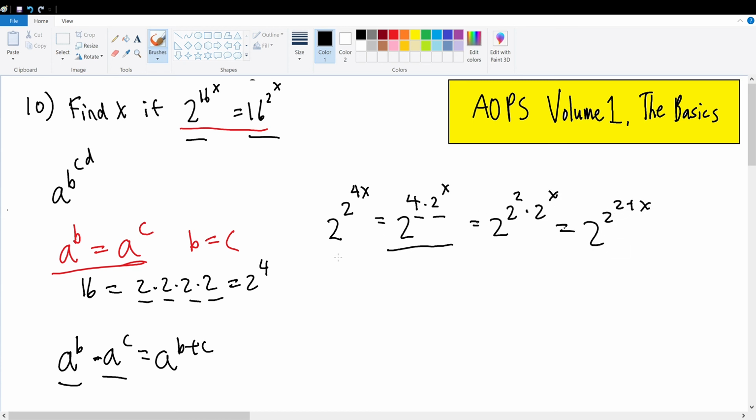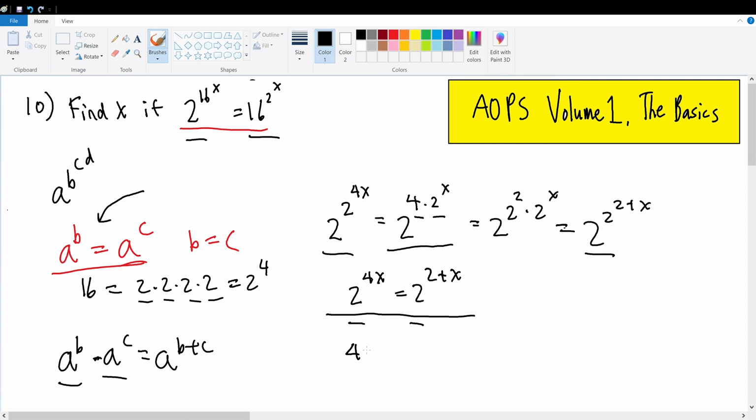We see here that we now have a like base of 2 and 2. Therefore, this equation satisfies this little trick. By definition, 2 to the 4x power must be equal to 2 to the 2 plus x power. Once again, we have rewritten it as another equation that also satisfies this technique: that a to the b is equal to a to the c, so b must be equal to c. We have two like bases, which are 2 and 2.